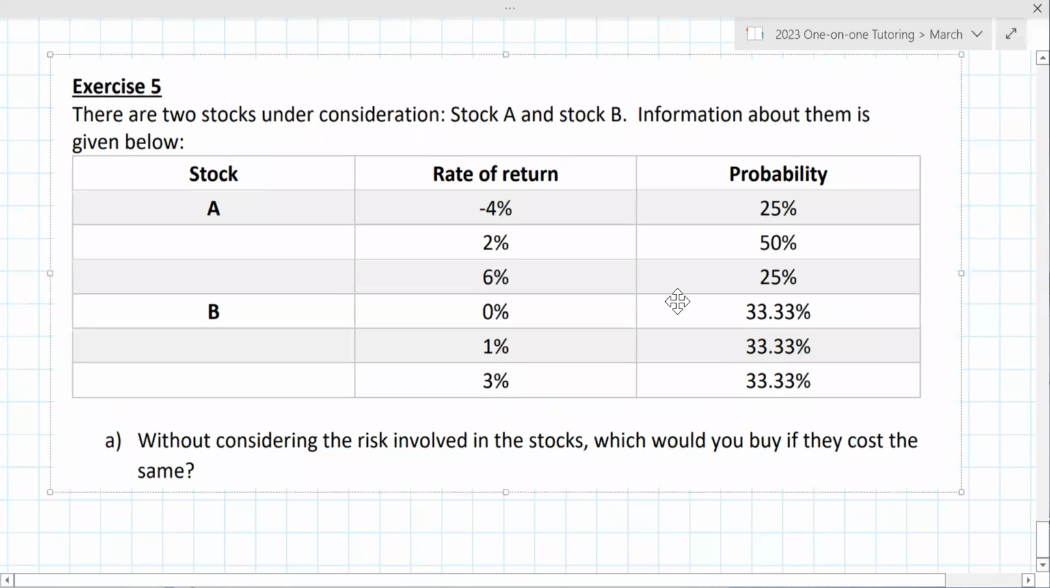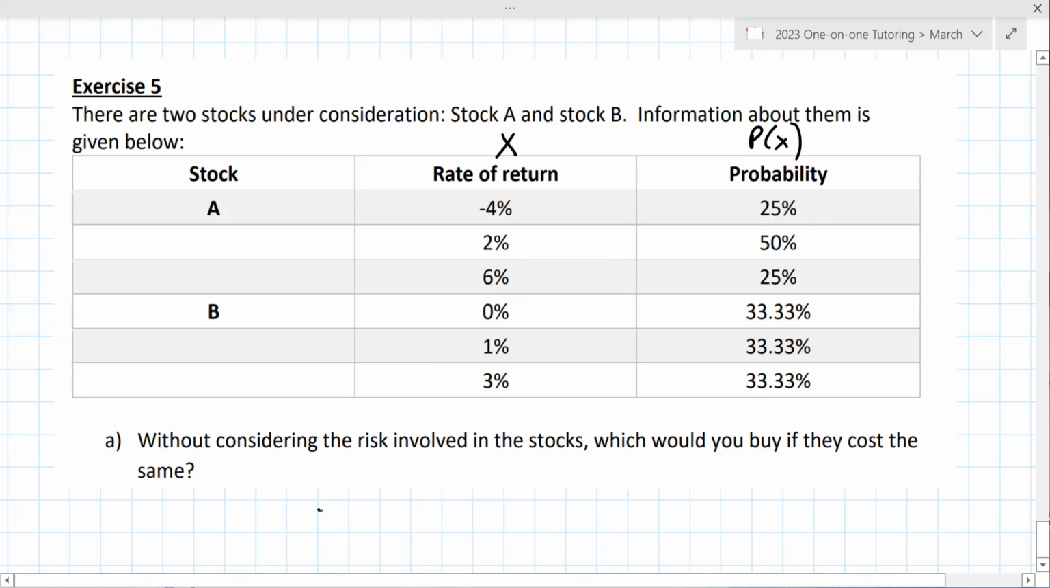There are two stocks under consideration, stock A and stock B. Information about them is given below. Stock A has a return of -4% that happens 25% of the time. You can think of this as X and P of X. Then 2%, 56%. Sometimes these are called bust, the bad scenario, average, great returns or whatever. So which would you buy if they cost the same?